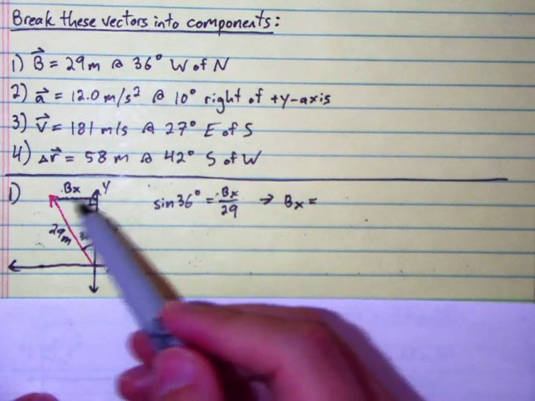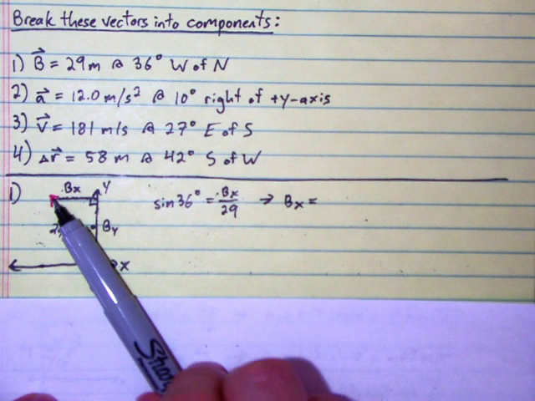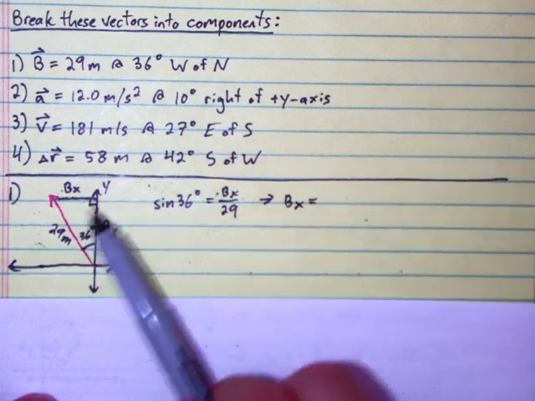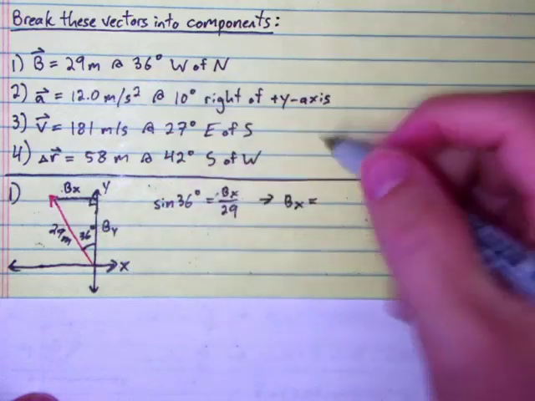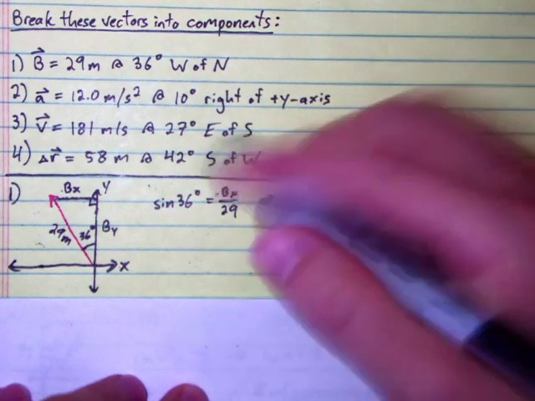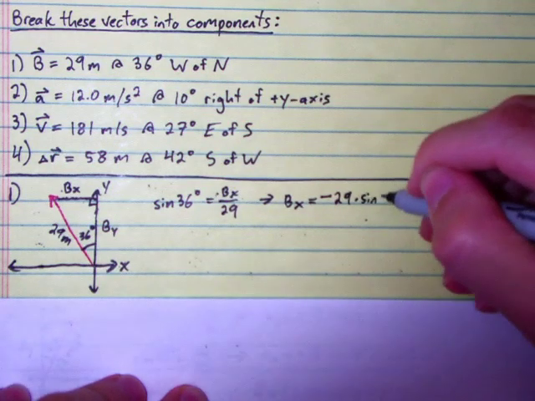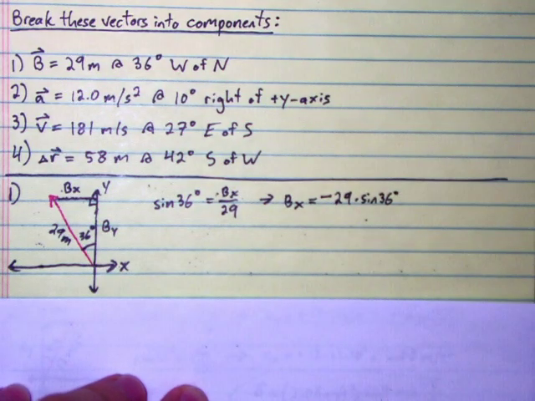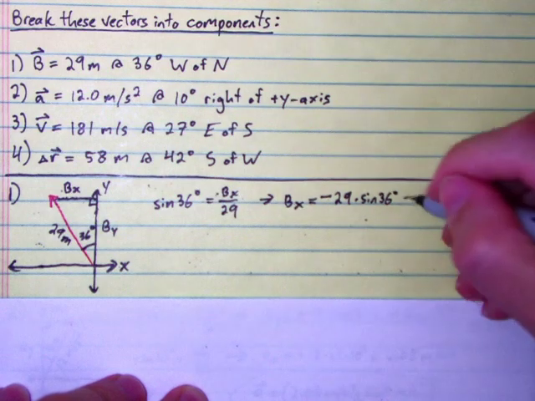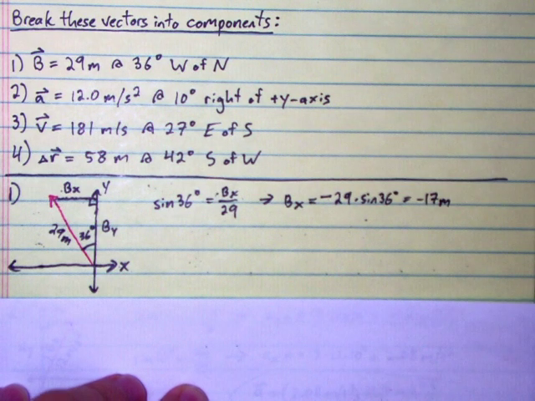Is this going to be a positive or negative component? Well, we're pointing more or less in the negative x direction. This x component is negative. You have to throw that negative sign on there. So negative 29 times sine 36 degrees. That's going to give us about negative 17 meters.